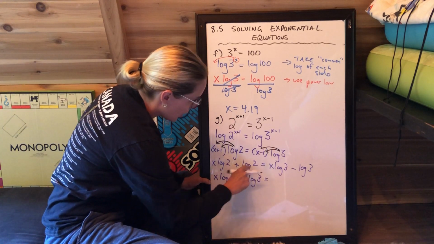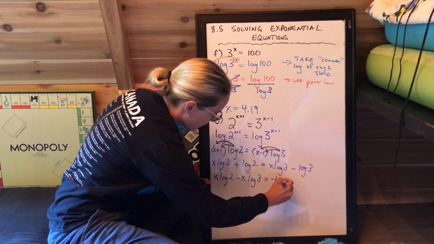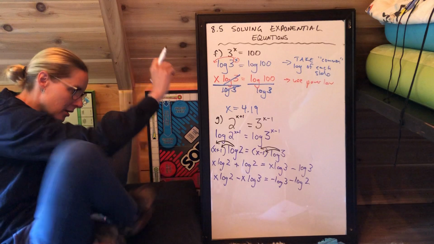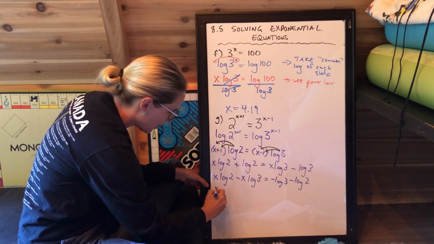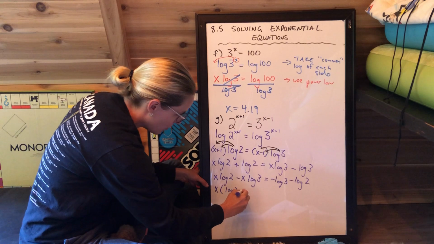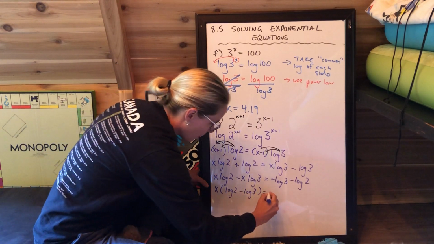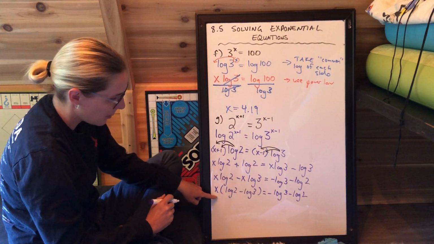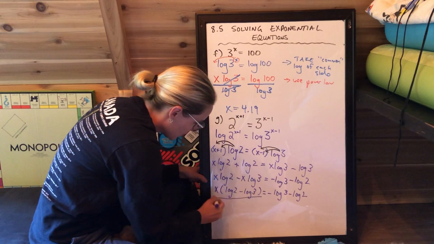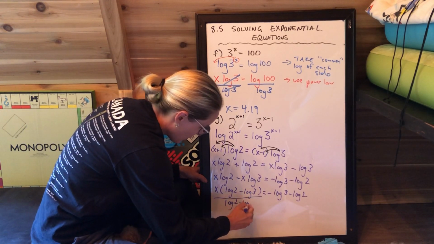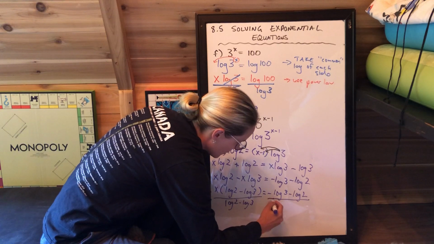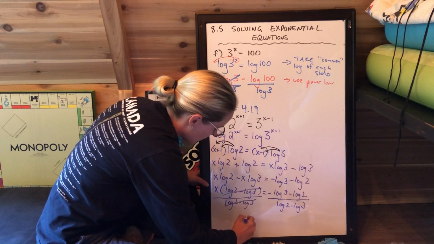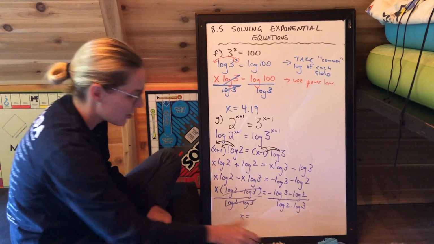And on this side, I already have a negative log 3 here. I'm going to bring the log 2 over. It also becomes negative. To solve here, I'm going to have to factor out the x. So I get log 2 minus log 3, times x, equals negative log 3 minus log 2. And then the last step, how do I get the x by itself? I divide by whatever is here. So I'm dividing by log 2 minus log 3. If I do it to this side, I must do it to this side as well. Those cancel.